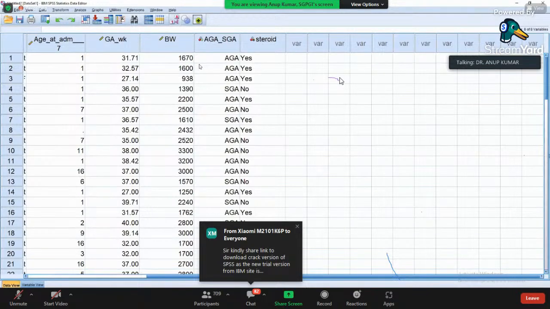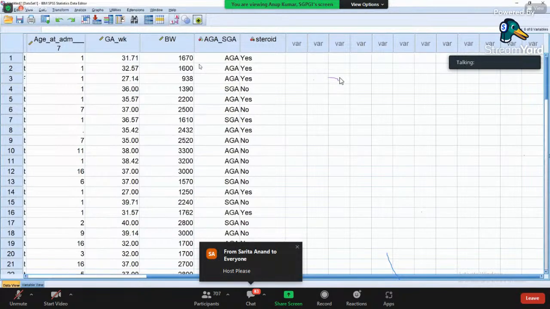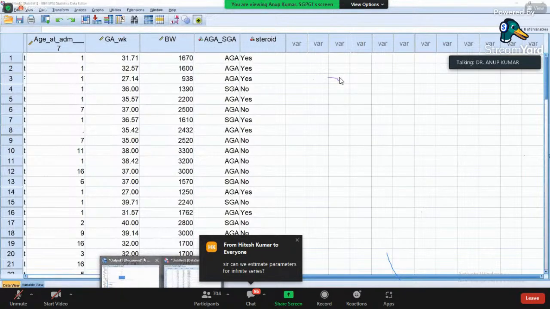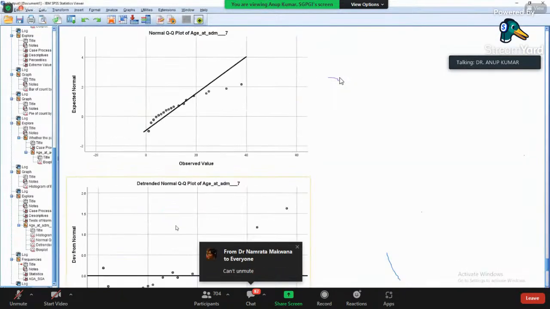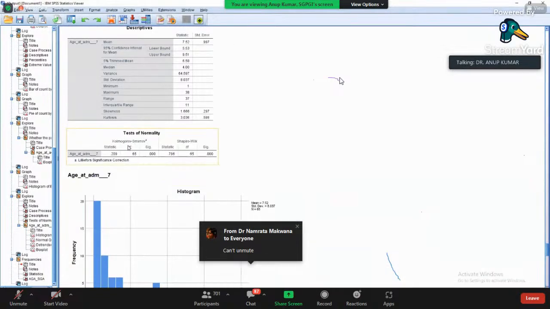So any question? You can unmute and ask the question. So the question is which normality test we should use. When you go into SPSS, it will actually give you both results, but the KS test is for more than 50 samples, and the Shapiro-Wilk test is when your sample size is less than 50. This is not a rule of thumb, but yes.